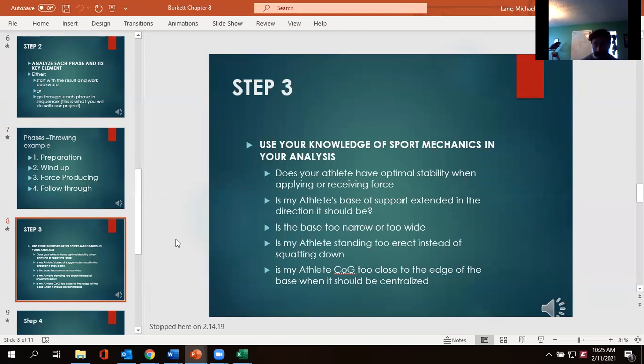Now, are they moving their base of support towards where it's going to be? So if I'm pitching, I'm going straight down the mound towards the plate, or am I falling off in one direction or the other? Is the base too narrow, so we're almost trying to stand like we're on a balance beam, or is it too wide, with our feet too far apart, so we're not going to be able to do things appropriately?